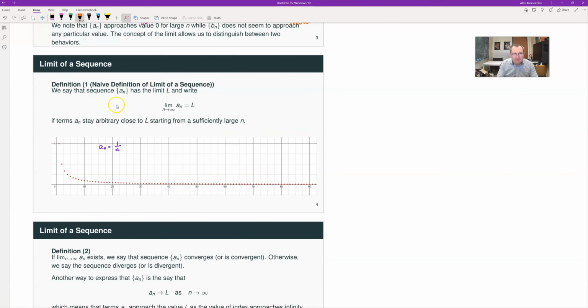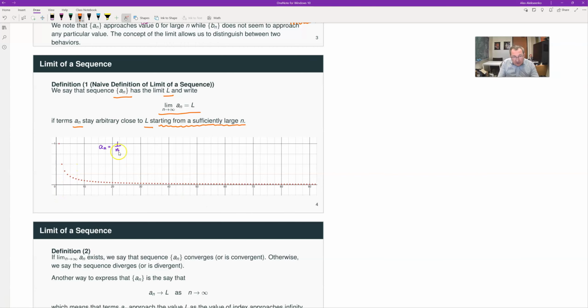Here's the definition of limit of a sequence. We say that sequence a_n has the limit L, and we write it as the following statement, which I will go over in a minute. We say that a sequence has limit L if terms of the sequence a_n stay arbitrarily close to L starting from a sufficiently large n. What does that definition mean?